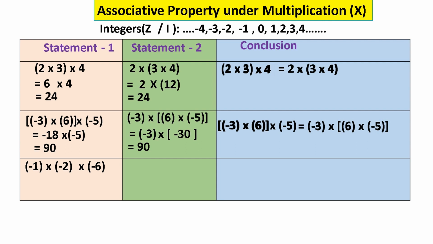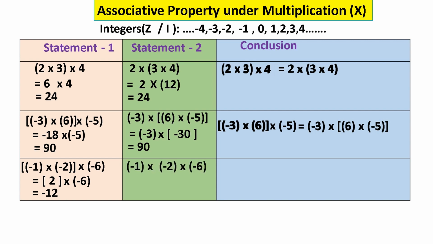Next, minus 1 into minus 2 into minus 6. We multiply the first two integers. The product of the first two integers is plus 1 into 2, which is 2, and minus of minus is plus. Next is the third integer, minus 6. 2 sixes are 12. Plus into minus is minus, so we get minus 12.